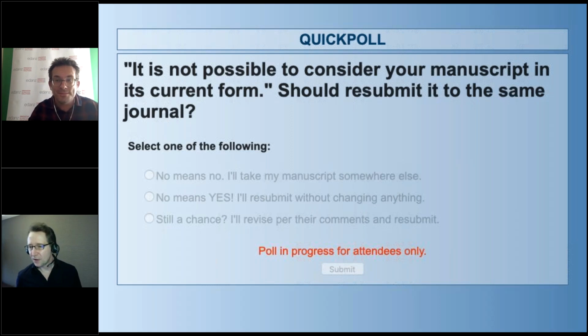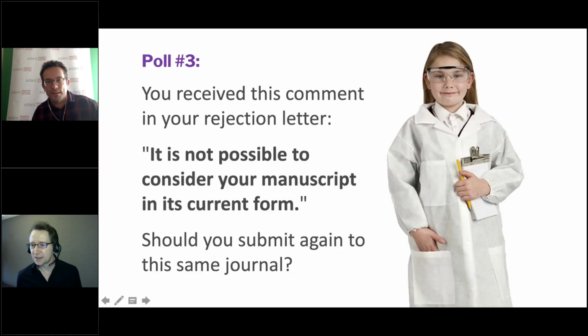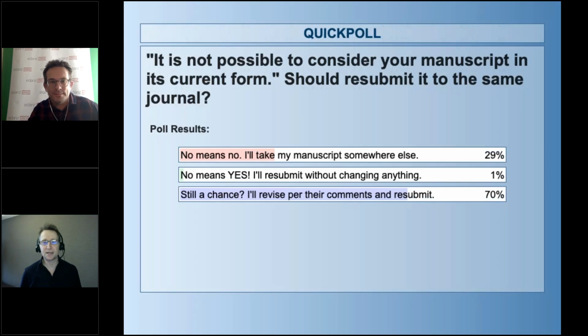Okay, we've got almost 70% of votes in. If you haven't voted, please click your response now. We're going to close the poll in just a moment. Looks like most of our votes are heading towards the third option. Still a chance. Okay, let's close the poll and take a look at the results. So we had 29% taking that as a hard rejection. No means no. We've got a very bold 1%. They're just going to resubmit. And then 70% said maybe they'll take their chances and revise and resubmit. What do you think, Gareth?